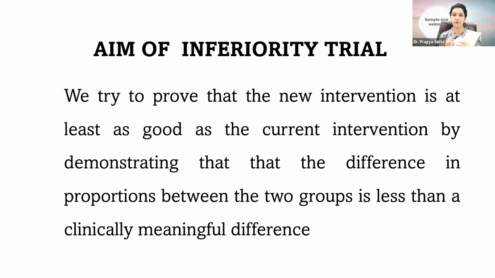So we try to prove that the new intervention is at least as good as the current intervention by demonstrating that the difference in proportion or mean, whatever outcome we are taking, whether it is in the form of a mean or a proportion, because by this time all of you are clear now, how do we define our outcome? Are we going to measure that outcome in the form of a mean, that is a continuous variable, or do you want a categorical variable in the form of a proportion?